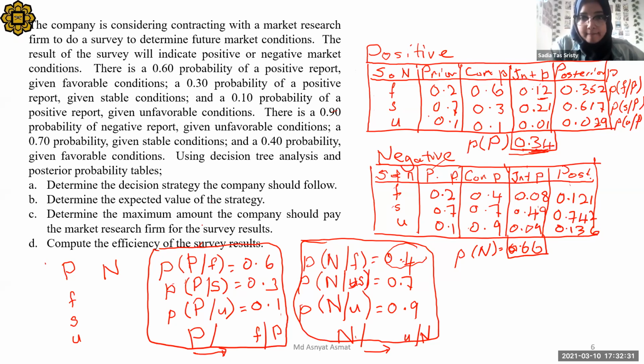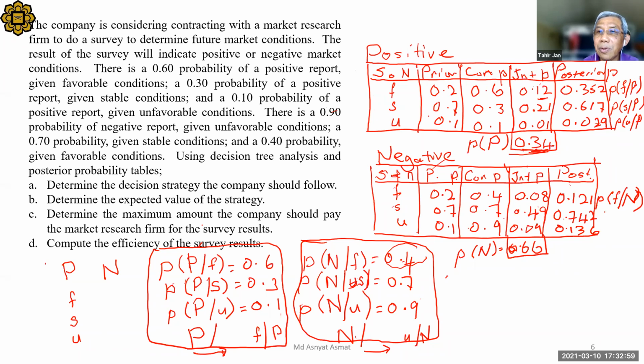Okay, so how to write this? I keep searching for my cursor. Okay, down here. So now we are getting the probability of favorable over negative market report. Here the same thing, probability of stable over negative report. Then probability of unfavorable over negative report. So now what are we going to do with this? We are going to use this posterior probability in a decision tree. How to do a decision tree?